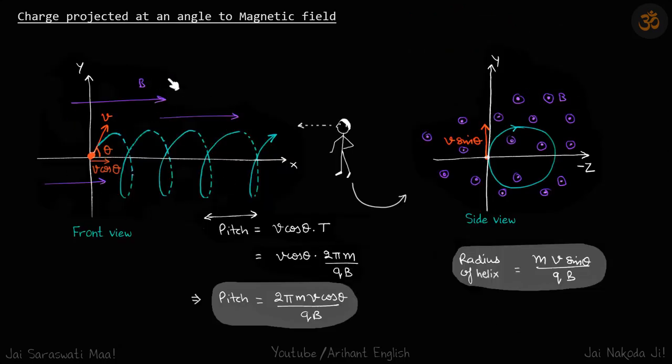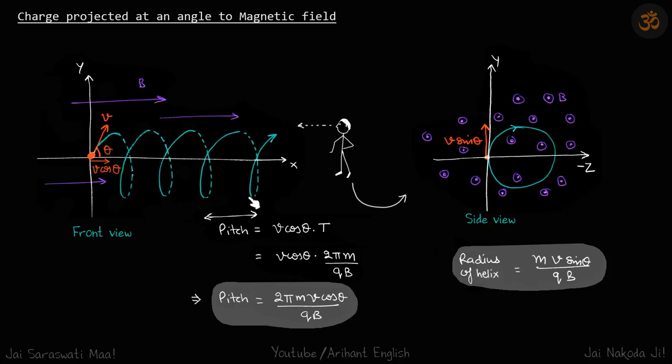Now I have redrawn it here. So this is the front view you are seeing from here. Now if you see from the right, from the x-axis, this will look like this. Just take some moment to understand how we have drawn this diagram. So from here, if you see from the right, the path of this particle will look like it's moving in a circle. So this is the side view.